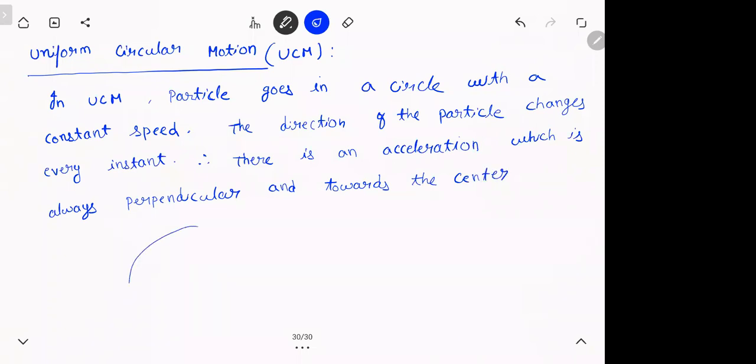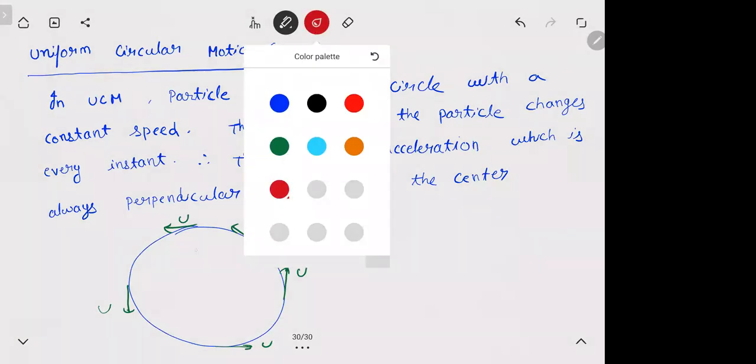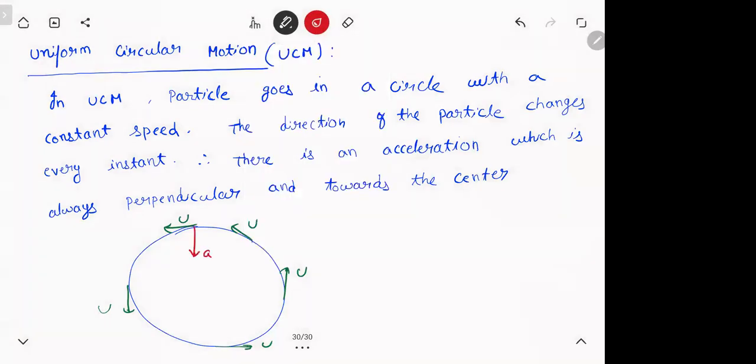Now, if you have a particle going on a circle, every instant, right? If you look at the velocities, here the velocity is this way, here it is this way, here it is this way. So the direction is changing. Even though the speed is constant, the direction keeps changing. And what about the acceleration? The acceleration is perpendicular and towards the center.